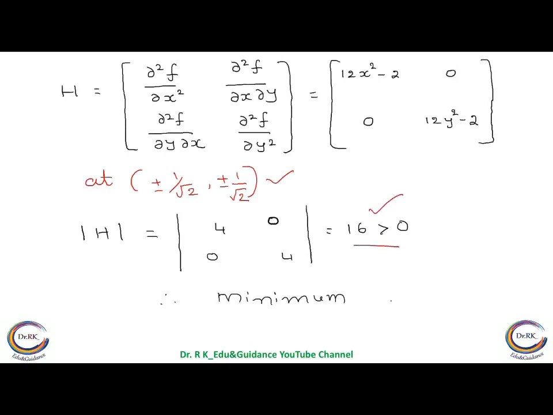So immediately we see this, right? 12x square minus 2, what happens here? 12 into x square, which is 1 by 2, minus 2, right? So this becomes greater than 0, right? So greater than 0, that means it becomes minimum at this point.